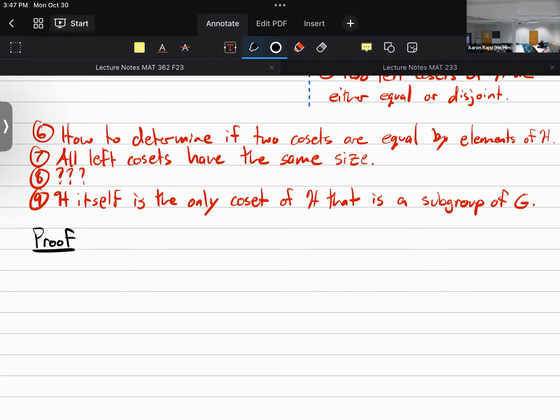Now, there's a couple of simple ones we can do. So, nice little same preamble, let H be a subgroup of G, group G. And let A and B be elements of that group G.